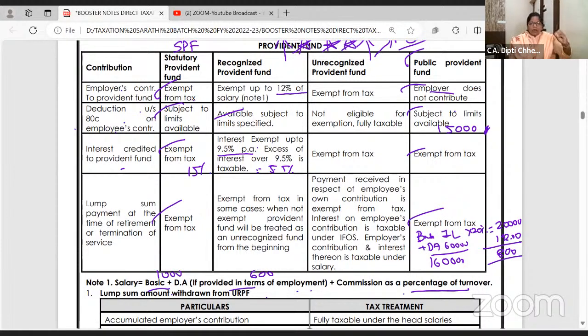How much can you contribute to RPF and it is exempt? 12% of basic, DA and commission. How much interest is exempt?